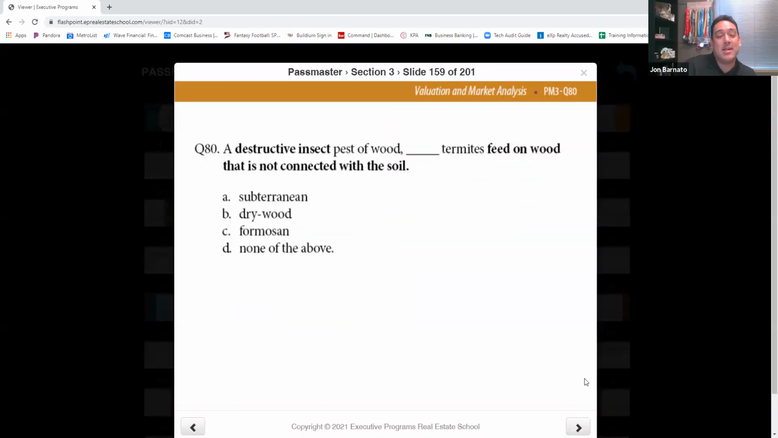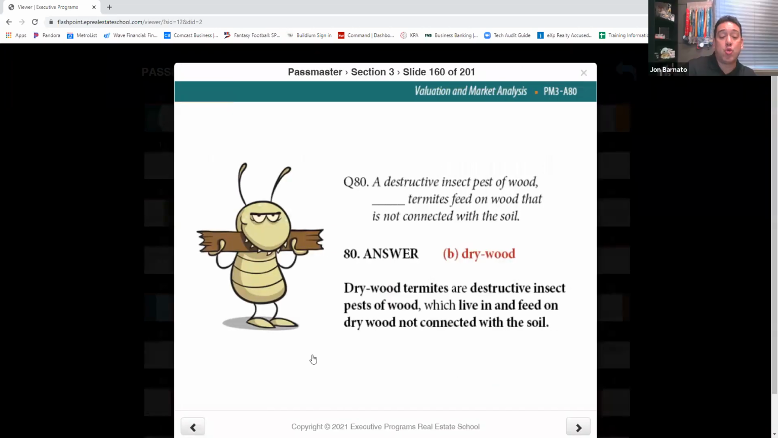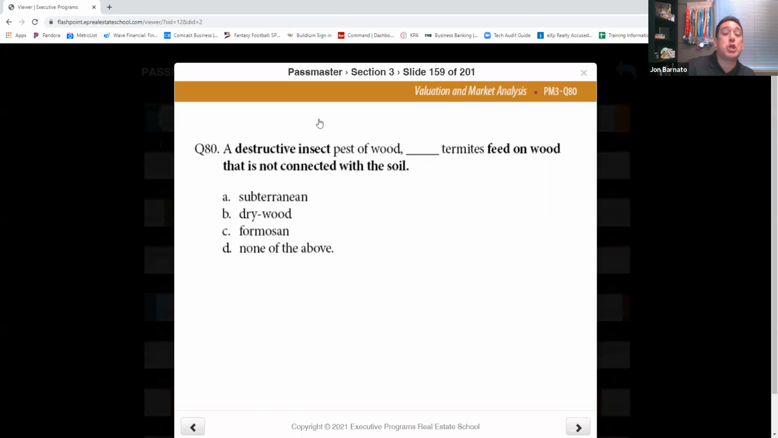A destructive pest of wood. Blank termites feed on wood that is not connected to the soil. Oh gosh, wood that is not connected. I would say A, subterranean. No, it's dry wood. So you got to know your termites, which is funny to say. No, this is not a pest test. There are subterranean termites, which live like ants. They live under the ground and they come up and eat the wood.